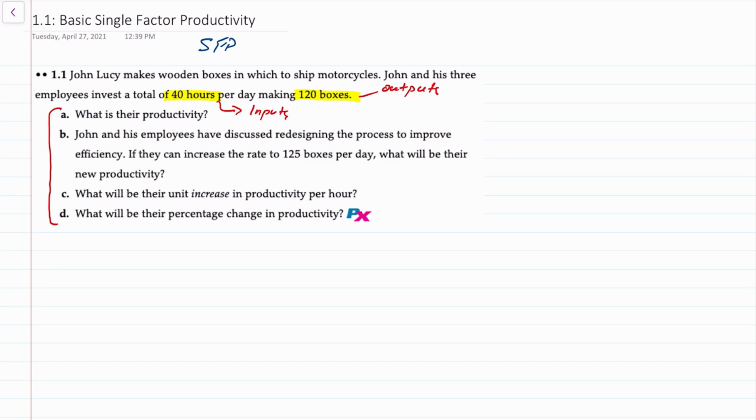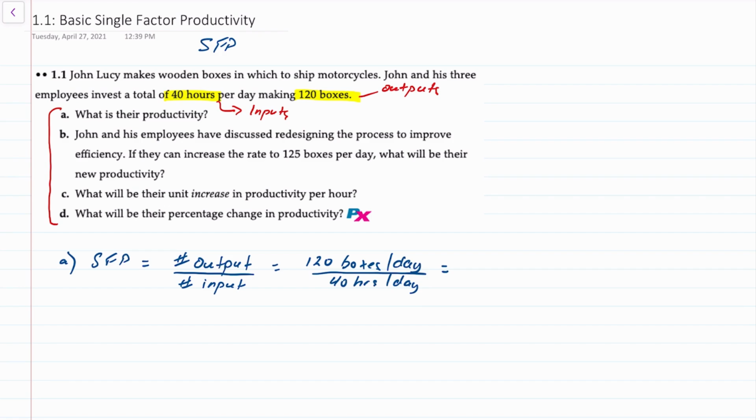Well, since in this situation we only have one output and one input, what we're looking for basically here is to calculate single factor productivity. And the formula for single factor productivity is the number of units output divided by the number of units input. In this case, our outputs are 120 boxes per day, and our input is 40 hours per day. Well, that gives us a single factor productivity of a nice round number of 3.0 boxes per hour. So that's the answer to requirement A.